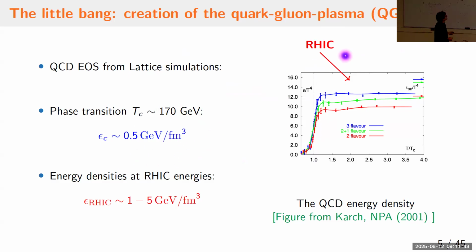All right, so this limit here is the Stefan-Boltzmann limit, that can be calculated by just assuming, of course, a free gas of quarks and gluons. At RHIC, this is the typical estimate of the energy density that is reached there, which is above this transition temperature, this critical temperature here. So based on this estimate, we can expect the formation of the quark-gluon plasma at RHIC and also at the LHC.